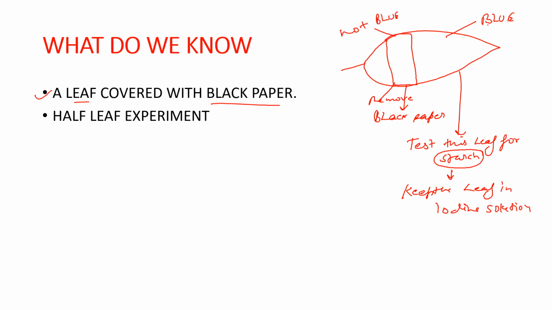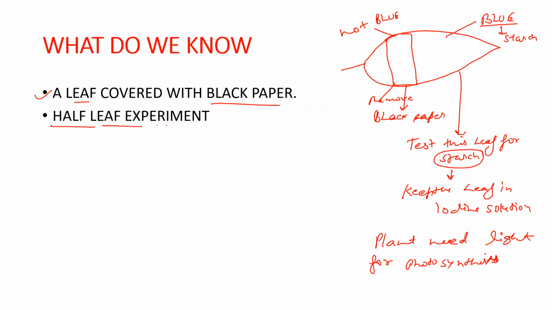So why does it turn blue? Because starch gives blue color with iodine. And no blue color here means no starch is produced. This shows plants need light for photosynthesis. Okay, done. Now the next experiment is the half leaf experiment.